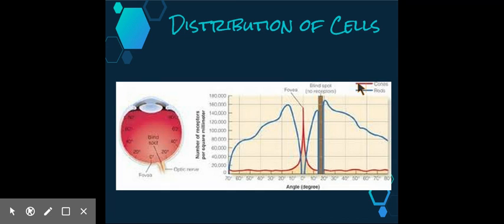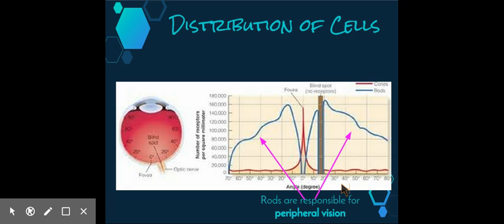So now let's move on and look at the distribution and the function of the different types of photoreceptors. As we can see in this graph, rods, which are represented by the blue line, are evenly distributed across most of the retina, but are absent in the point of central vision known as the fovea, which is this bit here. As we can see, we have zero rods there. As a result, rods are responsible for most peripheral vision, including the detection of movement.